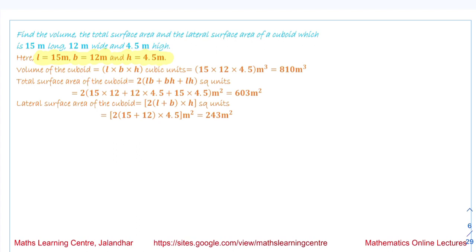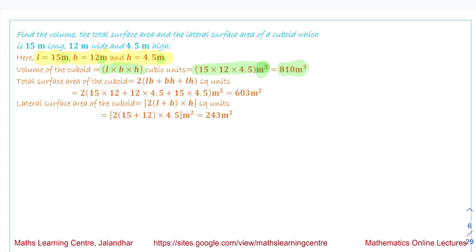The formula for the volume we have, it is length into breadth into height. So it is 15 into 12 into 4.5. The units over here, it is meter, meter, meter. So the volume will be meter cube. Units of the volume is cubic meters. So when you multiply these three values, you will get 810 meter cube.